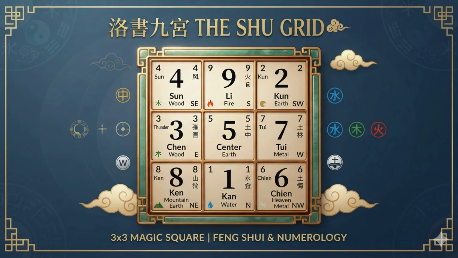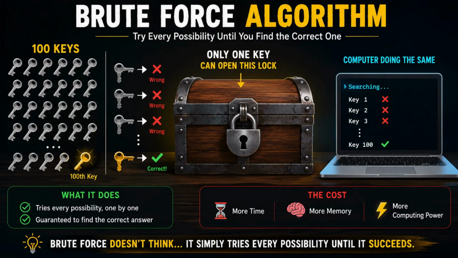But before we discover its real secret, let's play a simple game. Imagine there is a huge treasure chest in front of you. It can be opened with just one key. The problem is you have 100 different keys. What would you do? You would try one key. It doesn't work. Try the next one. Still doesn't work. You keep trying one key after another until you finally find the right one.